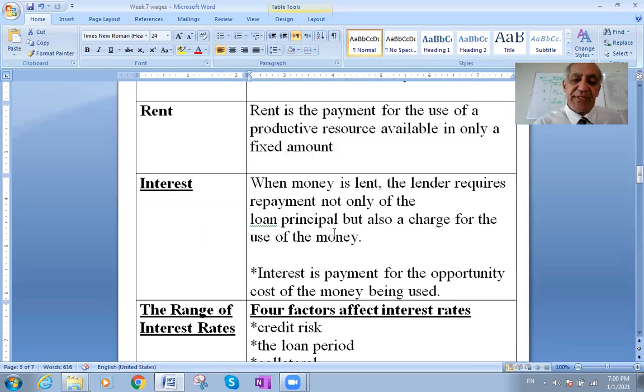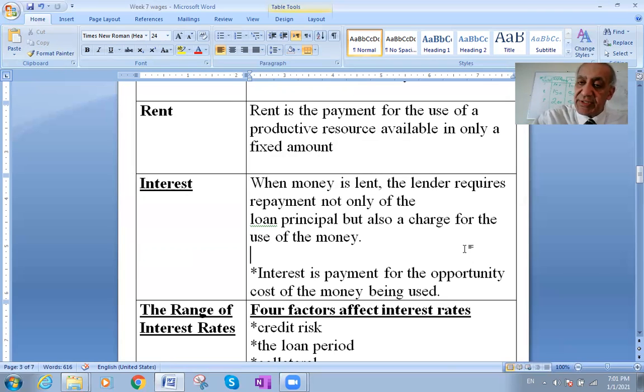After this, we will go to interest. When money is lent, the lender requires repayment. If I give you $100, do you think that I will take back $100, or more than $100? I will take more, of course. So when money is lent, the lender requires repayment not only of the loan principal, but also a charge for the use of the money. So as a lender you will take in return the money and the interest.